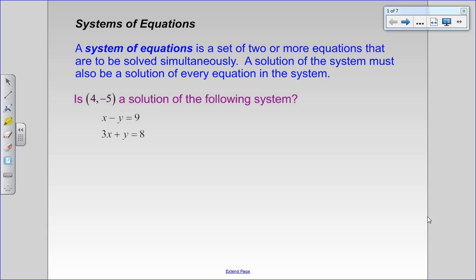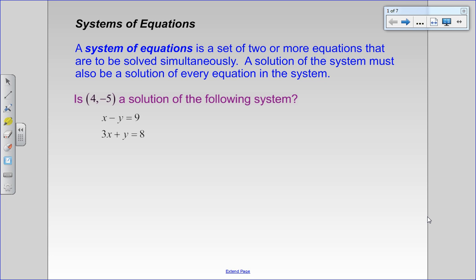Is the ordered pair (4, -5) a solution of the system of two equations shown on this slide? In order to answer this question, we need to test the ordered pair in both equations, and only if it makes both equations true is it a solution of the system.